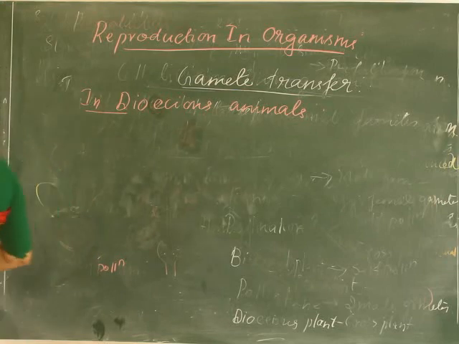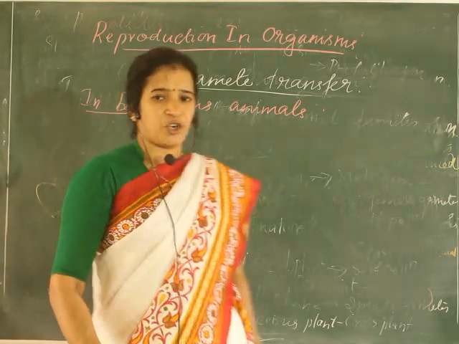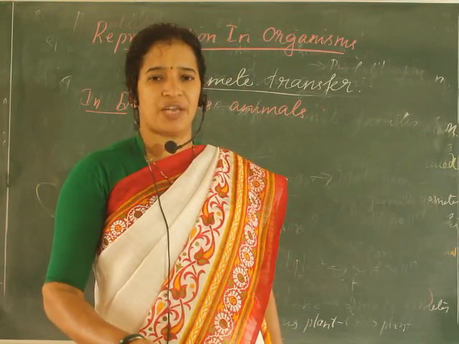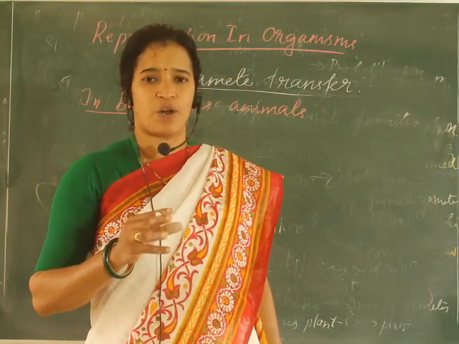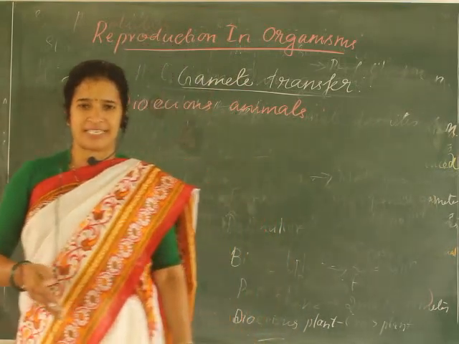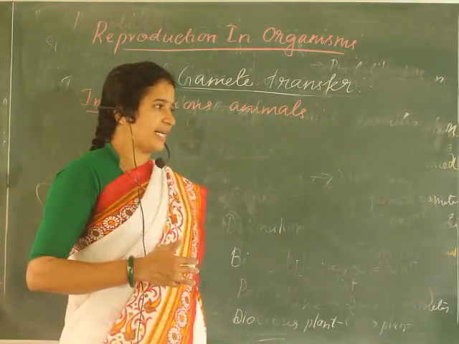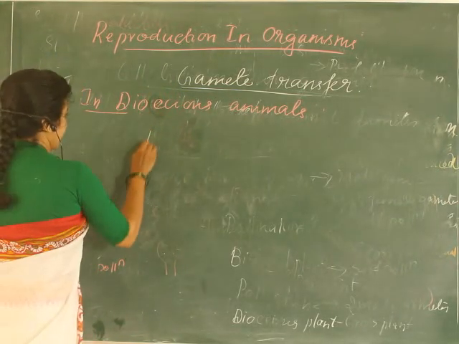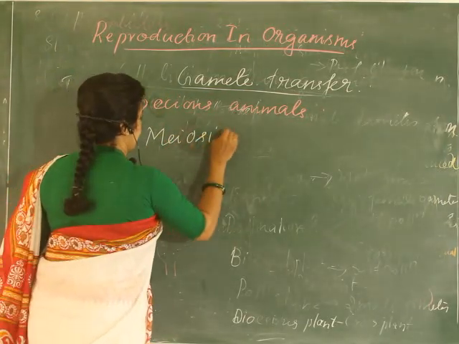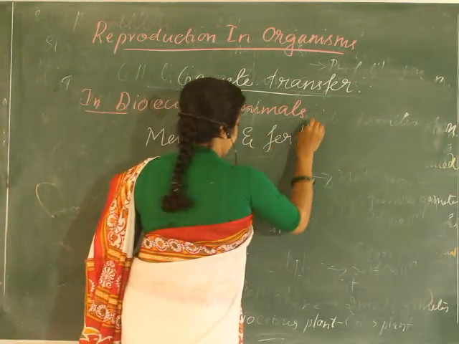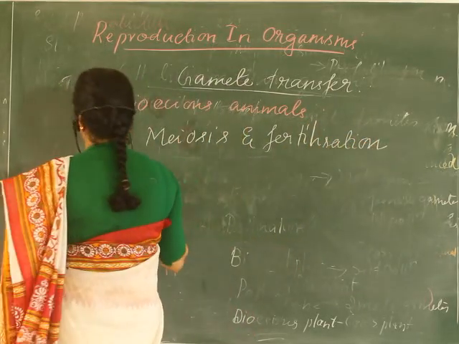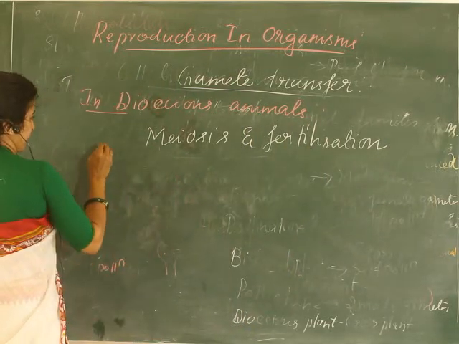So now let me give a question to you. Name two processes which maintain the constant chromosome number from one generation to another. What are the two processes which ensure the constant chromosome number from one generation to the next? Yes, you are right. It is meiosis, and as well as fertilization. Meiosis and fertilization are the two events which maintain the constant chromosome number from one generation to the next generation.